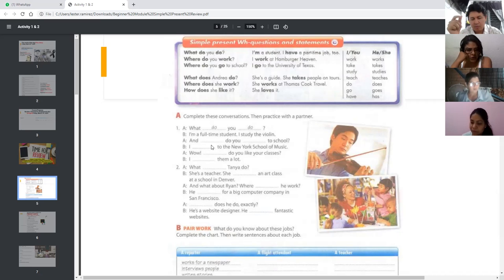Sí. Solo una pequeña intervención. Go to significa ir a la escuela o ir a algún lugar a estudiar, pero también significa estudiar en. Se puede traducir o interpretar como estudiar en, no solamente ir a. Similar de in. Digamos. I go to the New York School of Music. Wow.